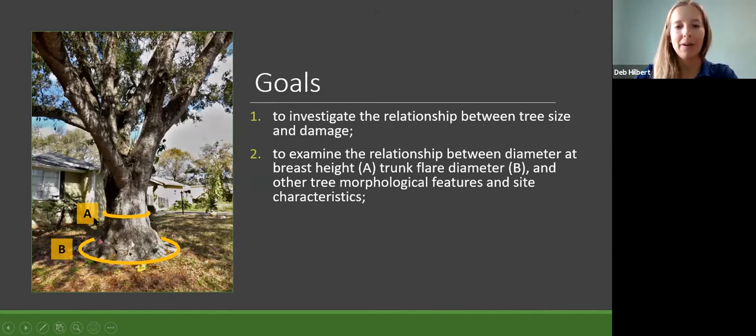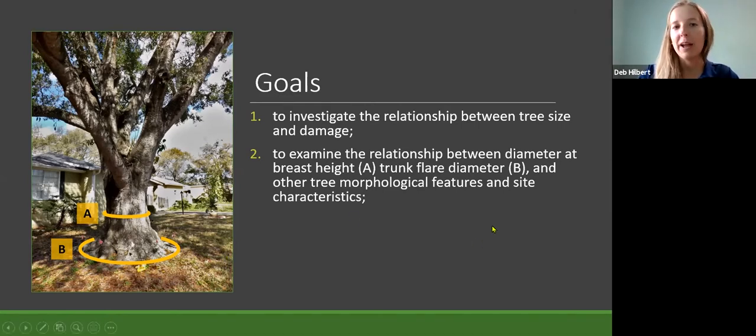Diameter at breast height would be the part of the tree labeled A right here, and then the trunk flare diameter, well, actually what's marked is more like the circumference, but the trunk flare is down here at point B. So we want to understand the relationship between A and B. Is it a constant ratio? As A increases, does B increase at the same rate? That's really what we were trying to understand, because that's what will allow us to predict the size of B.